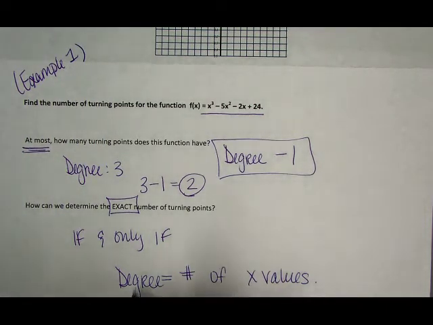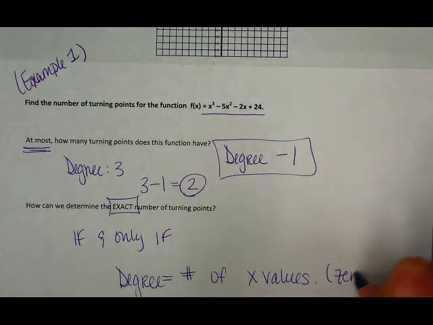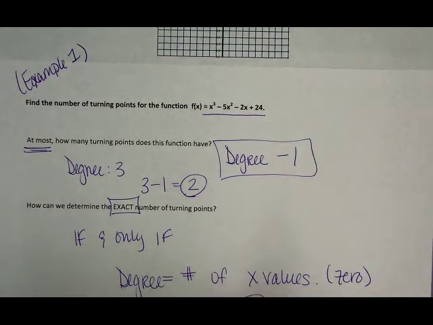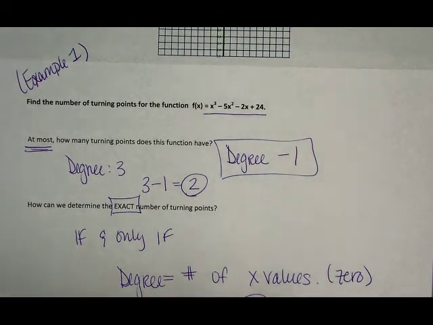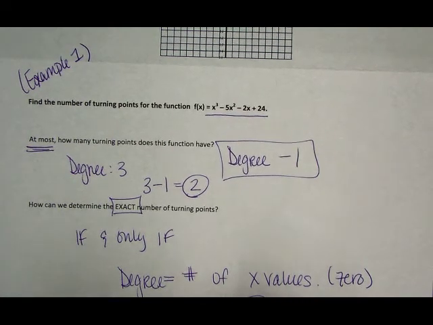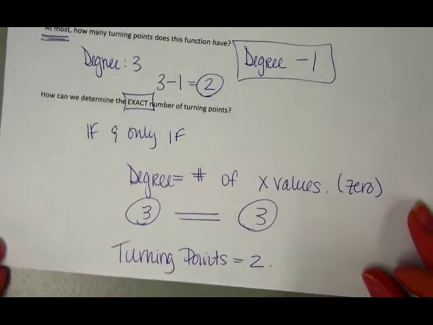So in this case, our degree is 3. We know we have 3 zeros. So since these two are equal to each other, we know we have 2 turning points of our graph. So let me write that down, since I wrote that without you guys being able to see it.